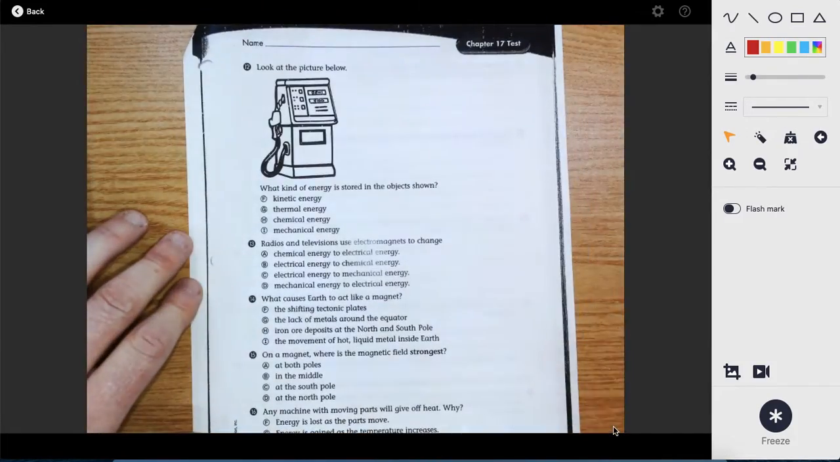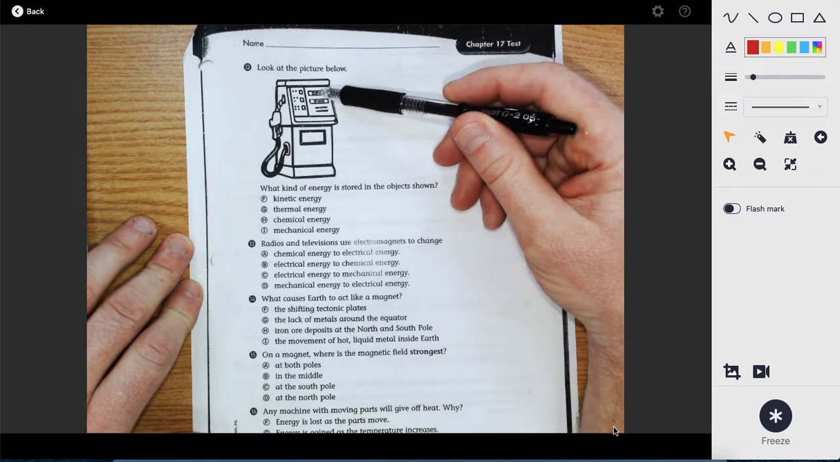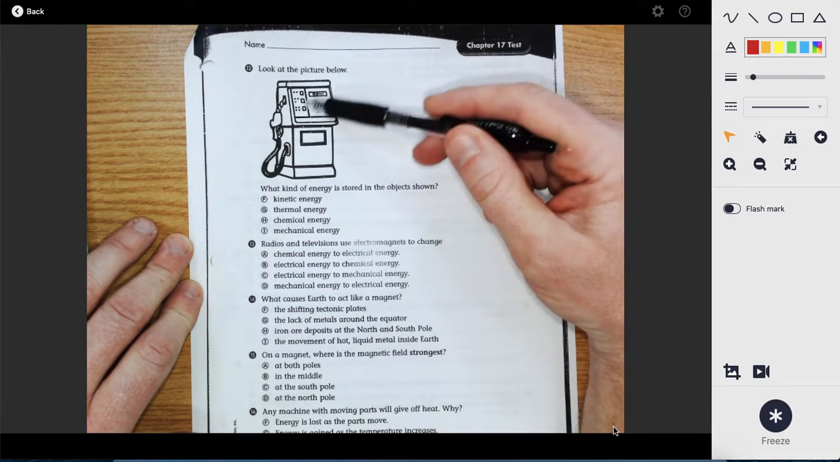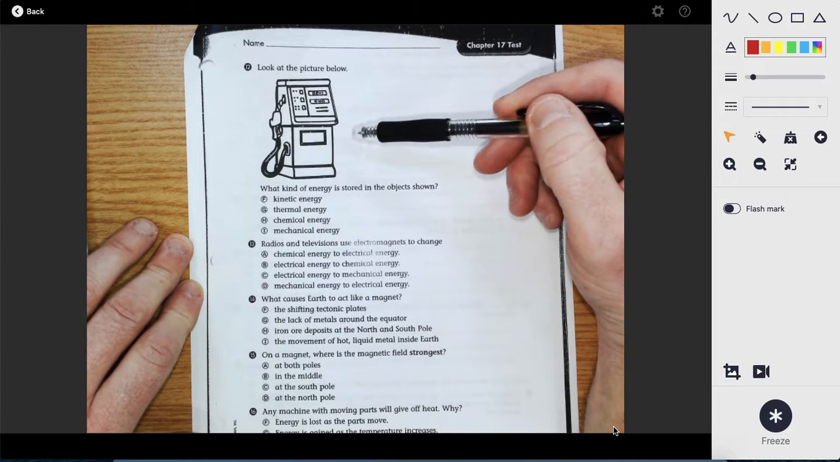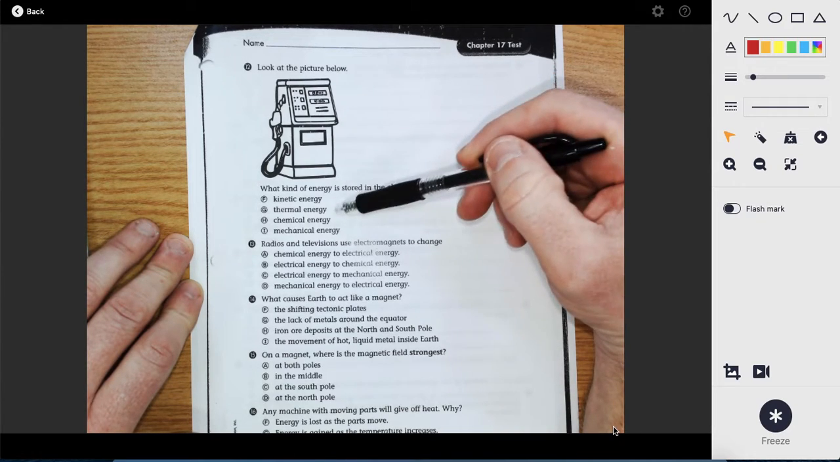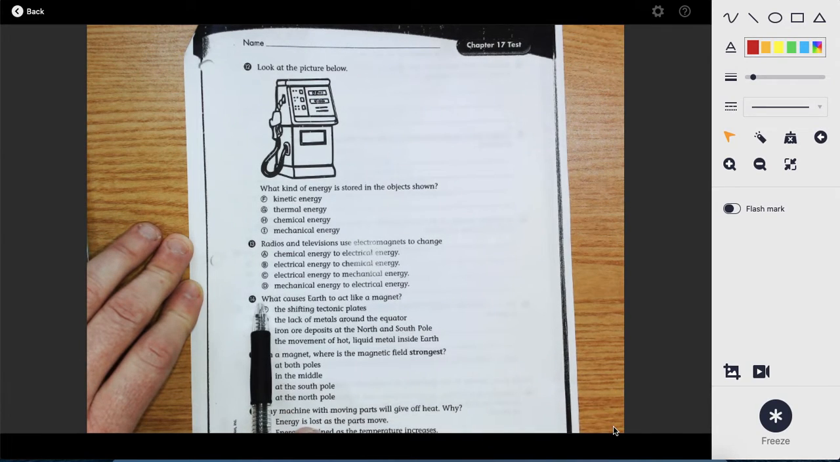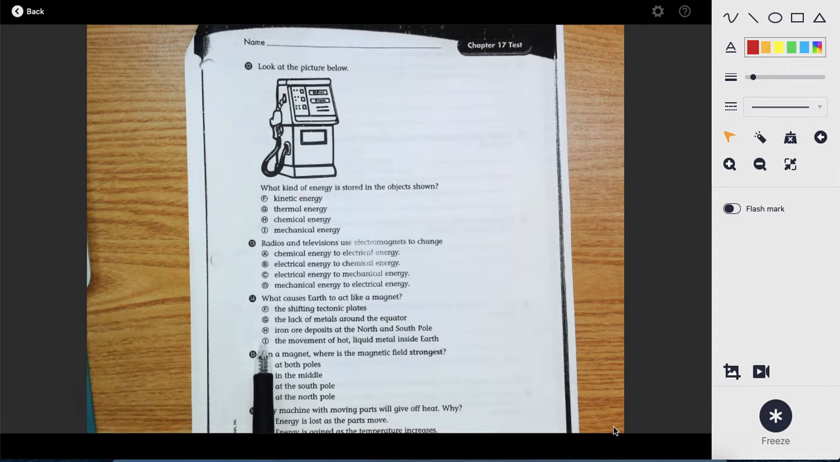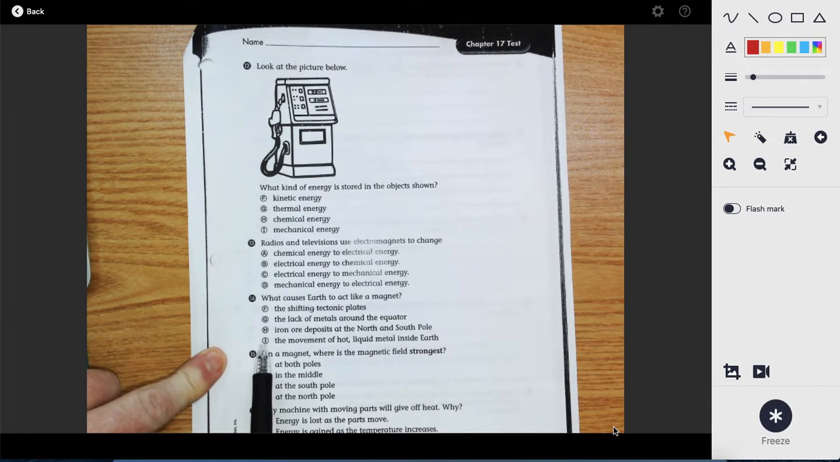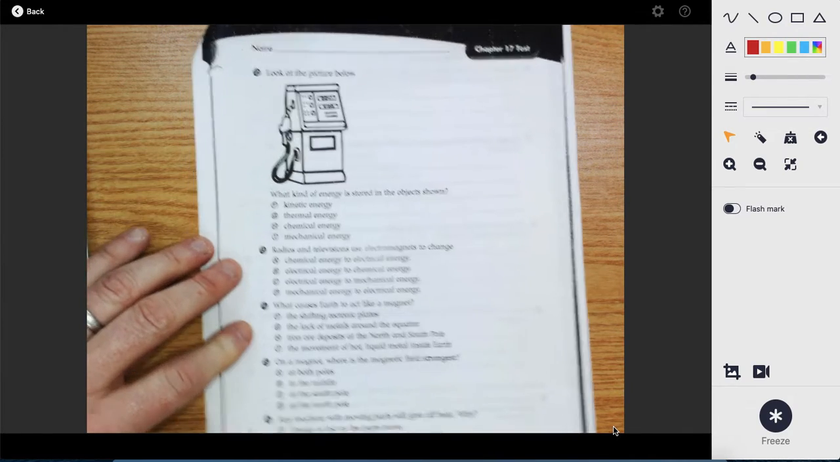Next thing I want to point out to you is number 12 is asking what kind of energy is stored in gasoline, so that you understand you're looking at a gasoline pump there. That's straight out of lesson 1 out of your book. Number 14 is the second one I'm going to give you for the answer. The answer is I. What causes Earth to act like a magnet? I. The movement of hot liquid metal inside Earth is what scientists believe. Your science book did not do a good job describing that at all. So make sure it's I. The rest of those guys can all be found in the book.